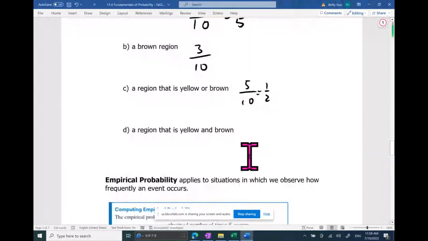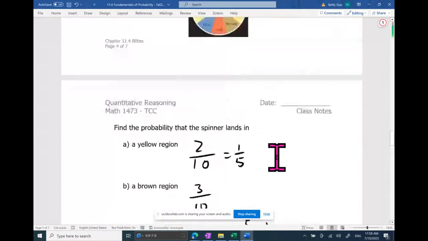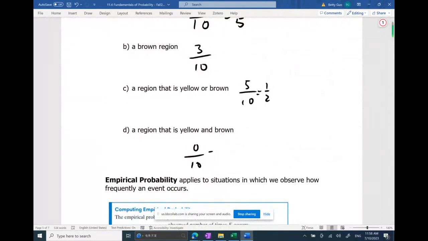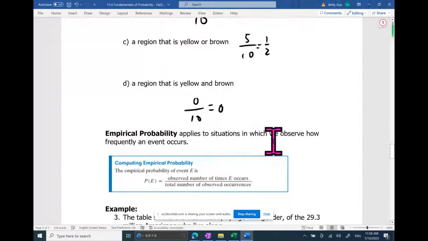So among the 10 regions, do we have a region that is yellow and brown? No, so 0. That event is impossible, right? So that is the classical or theoretical probability model and the formula to compute the theoretical probability. As I mentioned earlier, we only talk about 2 types of probabilities, theoretical and empirical. If a model is not classical or theoretical, then the model must be empirical.